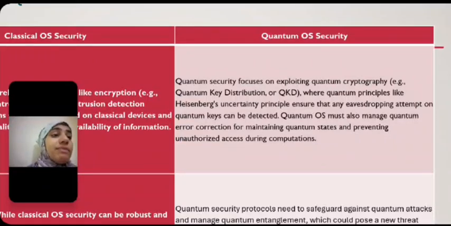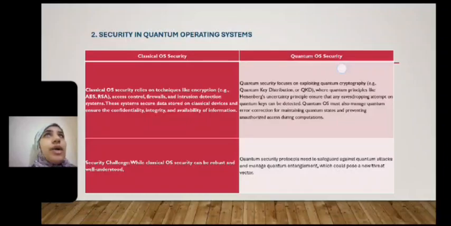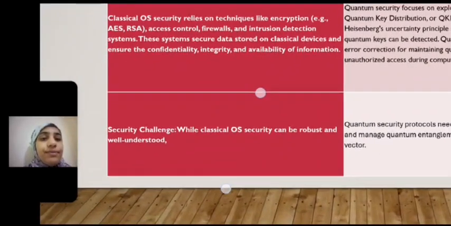So the quantum OS must also manage quantum error correction for maintaining quantum states and preventing unauthorized access during computation. As you can see, it must manage the quantum error correction, and in this way it prevents any unauthorized access to the computations. No one can reach anyone's data or personal information.